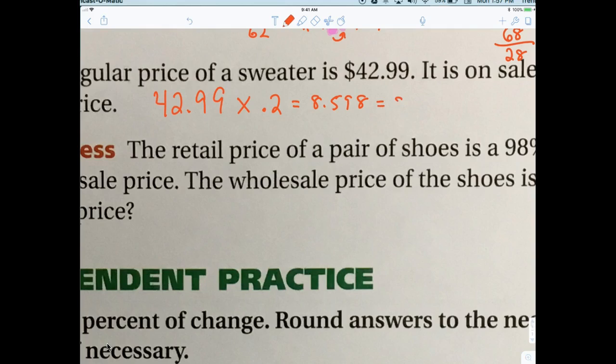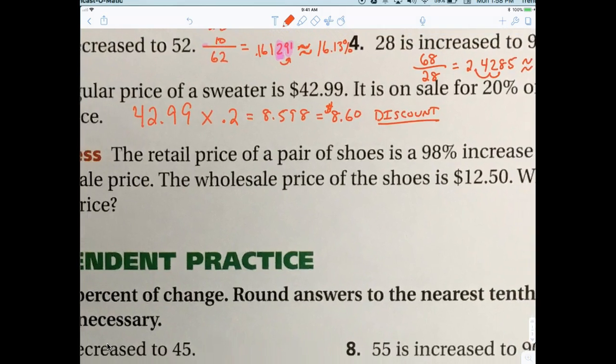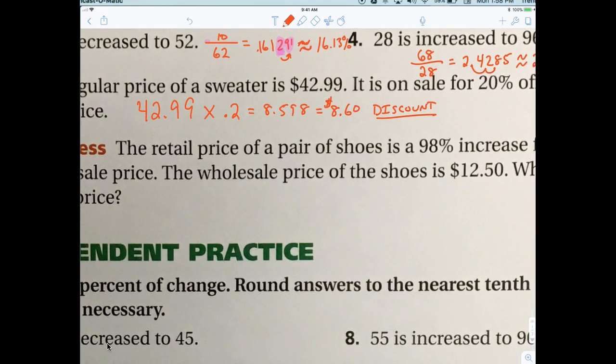Does everybody agree with me? That $8.60 represents the what? It just represents the discount. That's the part that you don't have to pay. Does everybody agree with that? Everybody hearing me? Right. So if that's the part you don't have to pay, what would I have to pay? How do I figure out how much I would have to pay?